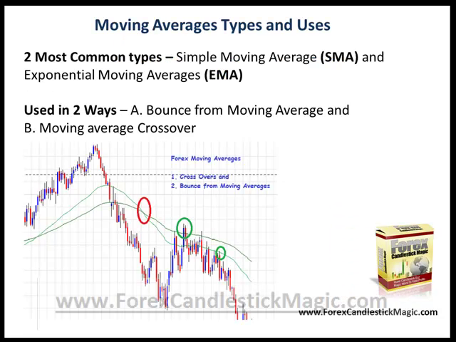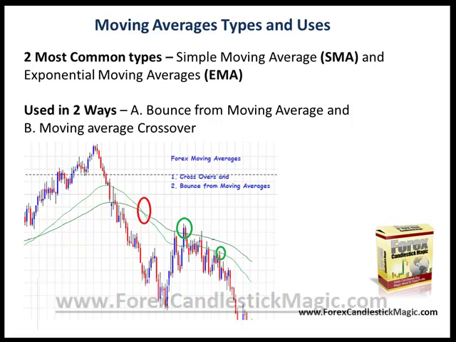So here we go. There are two most common types of moving averages. One is the simple moving average and the other is the exponential moving average. In the exponential moving average, more importance is given to the recent price, whereas the simple moving average gives importance to all the price points equally. Now when it comes to moving averages, there are two common uses that traders have.